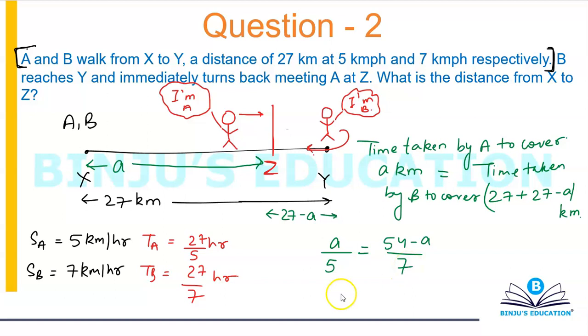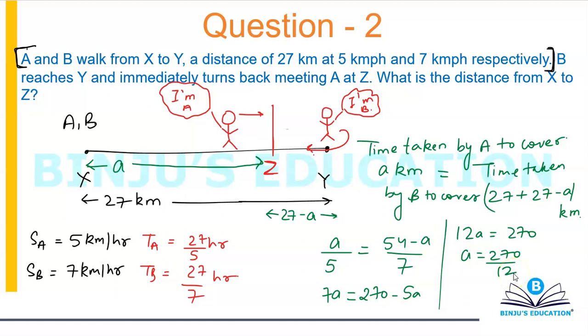It's very simple. You're going to have 7A, so this will be 50 into 5, which is, I guess, 250 and 20, that's 270, minus 5A. You're going to have that 12A is equal to 270, or A is 270 by 12.